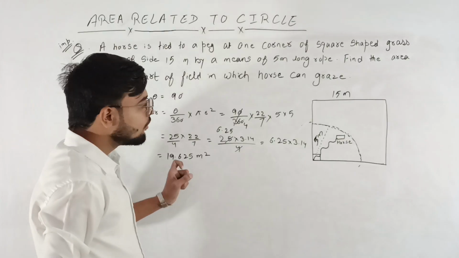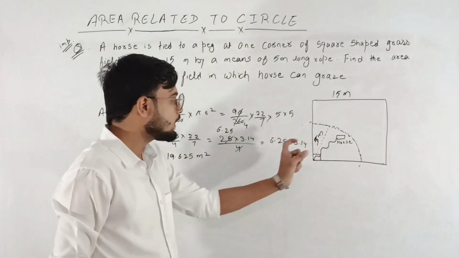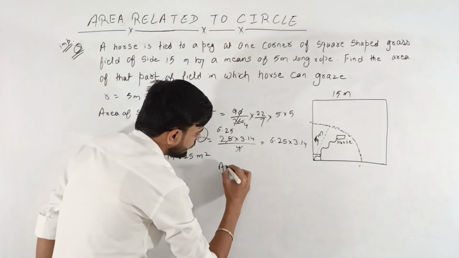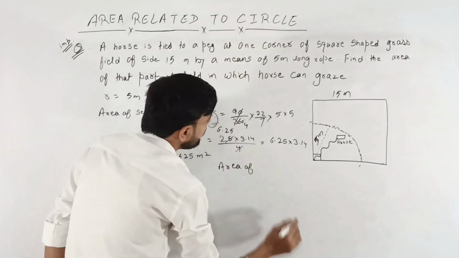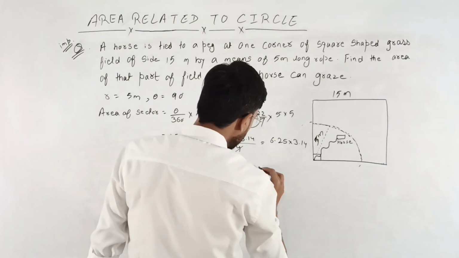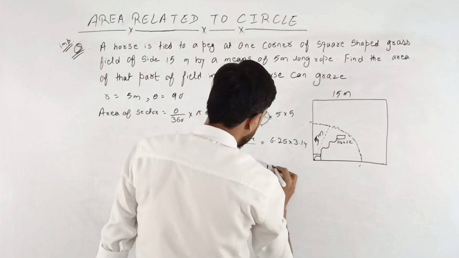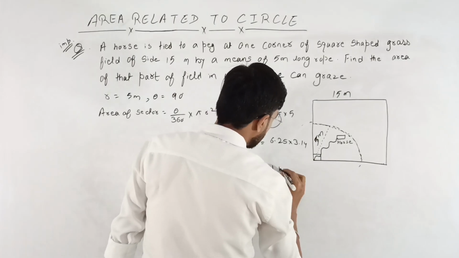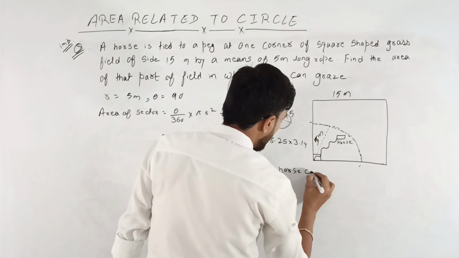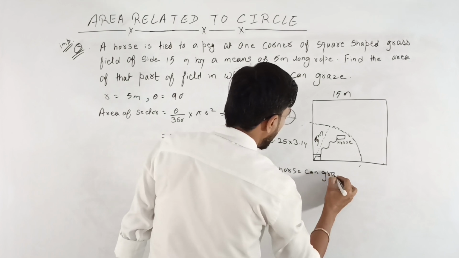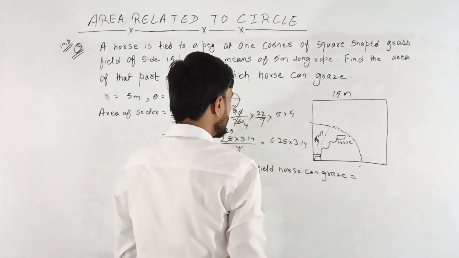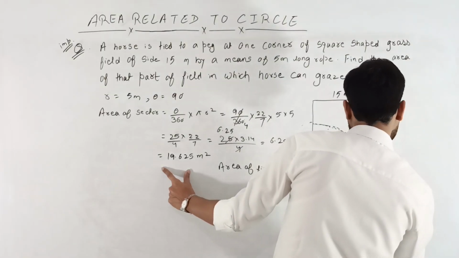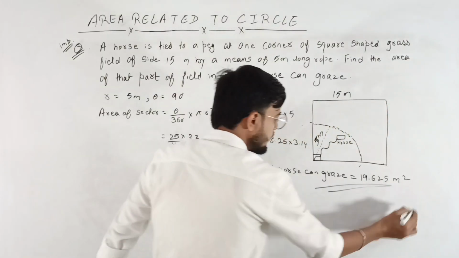Now this is the area of the field which the horse grazed. So area of field horse can graze is equal to 19.625 meter square. This is our answer.